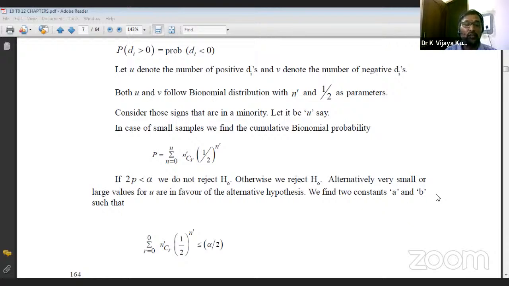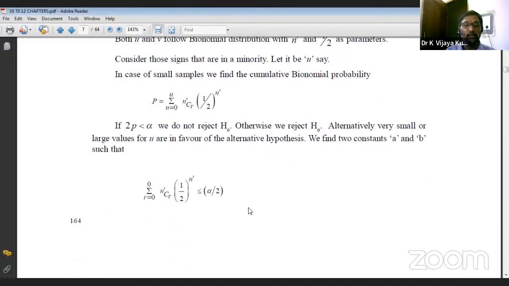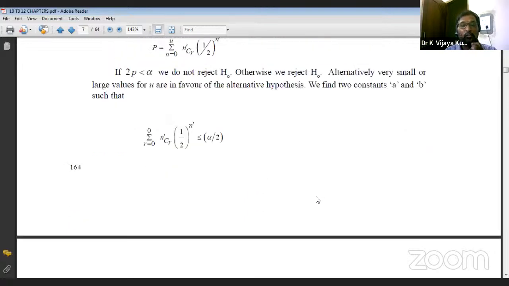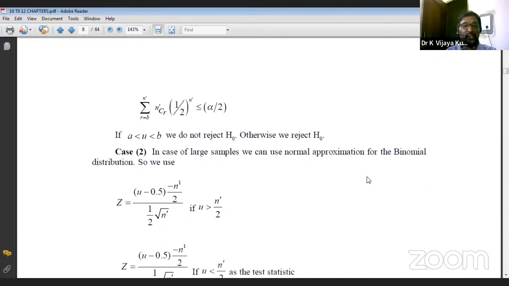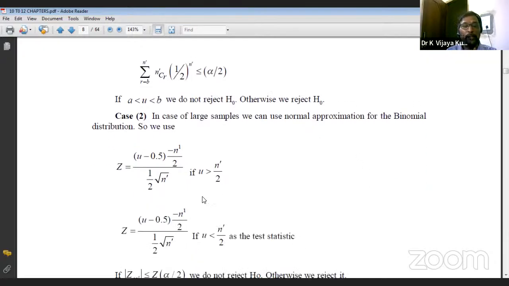Alternatively, we can take large values of U in favor of the alternative hypothesis. The first 2 contain A and B, so that the summation from r equal to 0 to A of n dash choose r times (1/2) to the power n dash is less than or equal to alpha by 2. So if A is less than U less than B, we do not reject H0, otherwise we reject H0. Here we use n/2, right?